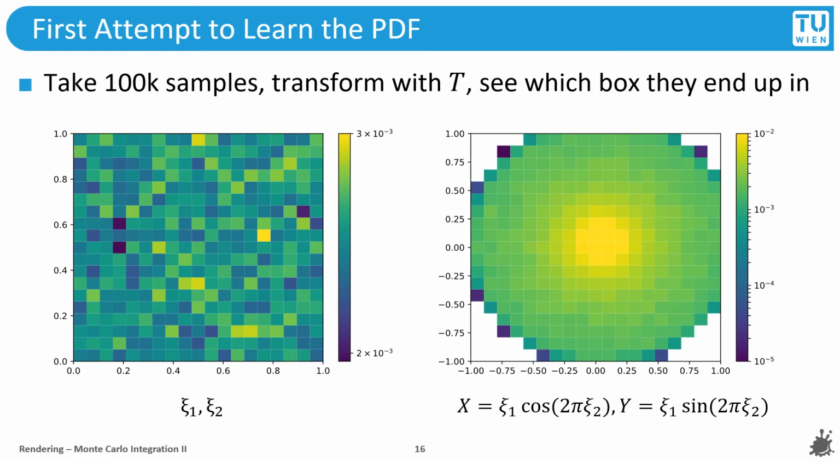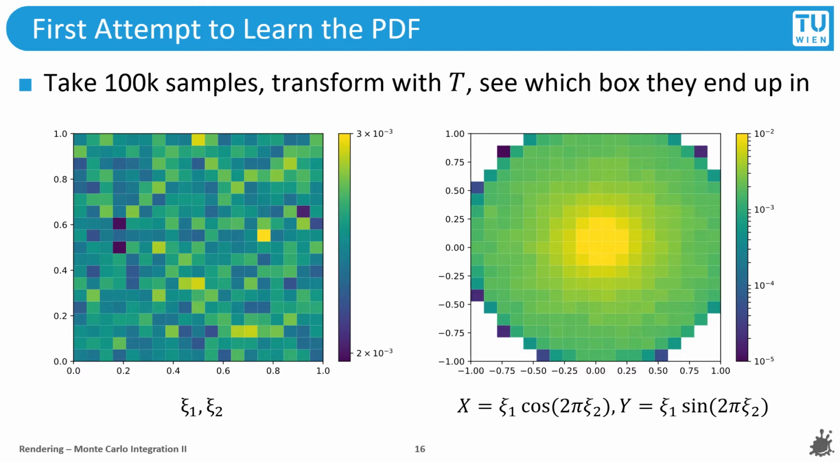The PDF of an unknown sampling procedure is actually quite easy to visualize. All you have to do is subdivide your domain into bins, generate a number of samples, and then count how many of them end up in each bin. Optionally, you can normalize the counters to get the actual density values for each bin.